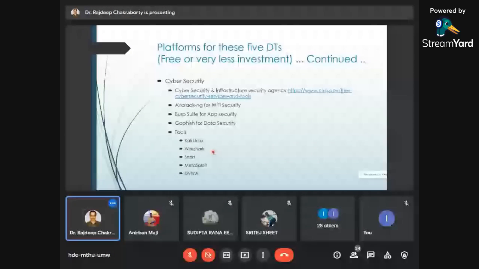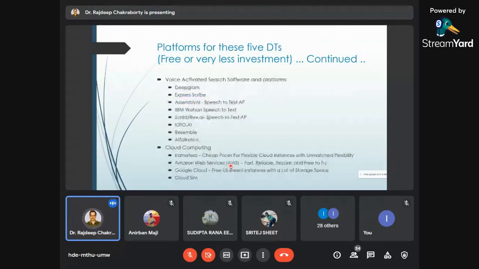Okay, Snort is there, Metasploit is there, DVWA, a vulnerable web application, where you will learn how to penetrate into a database by SQL injection and many things there. So these are the platforms where you can perform your work in cybersecurity. Now, in voice activated search software platforms, you have DeepGram, Express, AssemblyAI, IBM Watson. So these are all the platforms for performing your work in voice activation search.